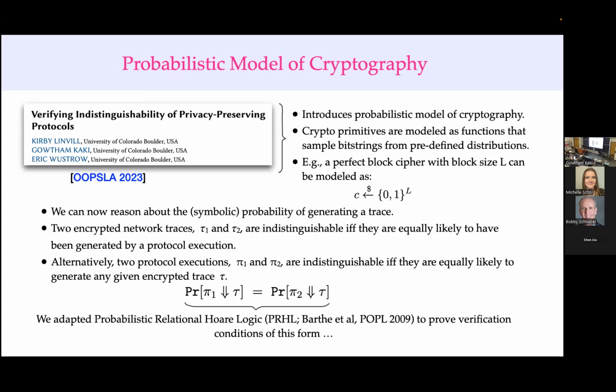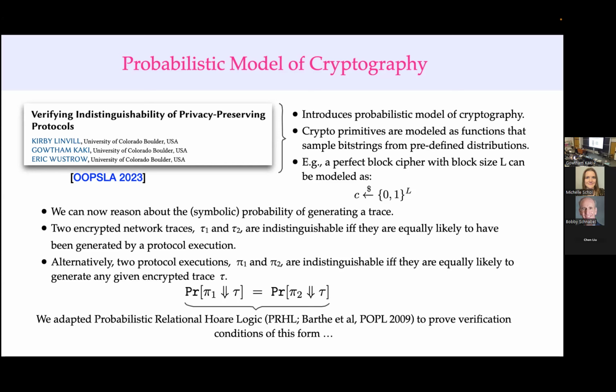For example, if you have a perfect cipher, it simply returns a randomly sampled string from a uniform distribution. But a perfect cipher of length L might only sample from distributions of length L, for example, right? Or you can XOR it with a nonce and so on. So there are multiple ways in which you can axiomatize the cryptographic primitives using probabilistic abstractions that you cannot do using just symbolic abstractions, right?